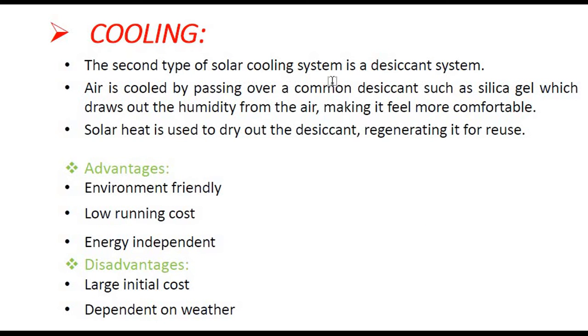The second type of solar cooling system is a desiccant system, in which air is cooled by passing over a common desiccant such as silica gel, which draws out the humidity from the air, making it feel more comfortable. And solar heat is used to dry out the desiccant, regenerating it for reuse.